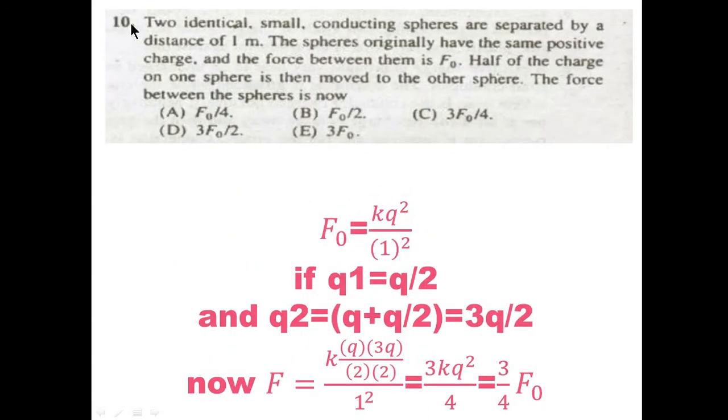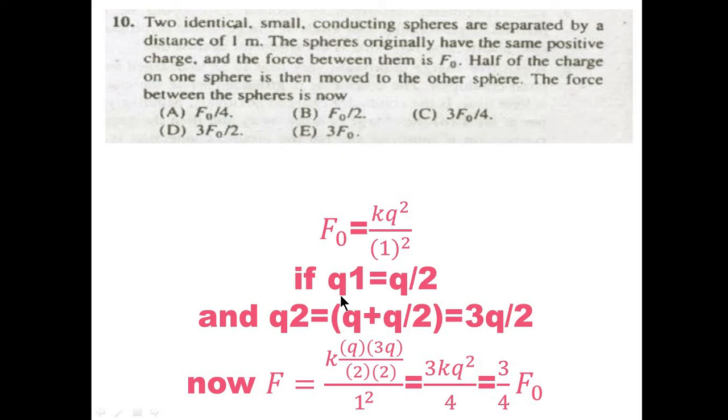Next question is question number 10. Two identical small conducting spheres are separated by a distance of 1 meter. Two spheres additionally have the same positive charge, and the force between them is F naught. Half of the charge from one sphere is then moved to the other sphere, then the force between the spheres is now?